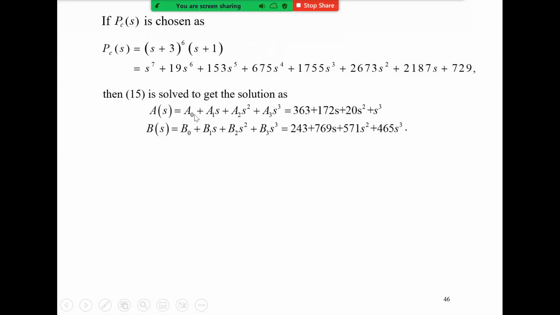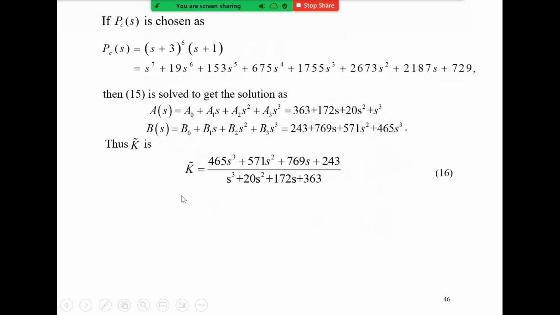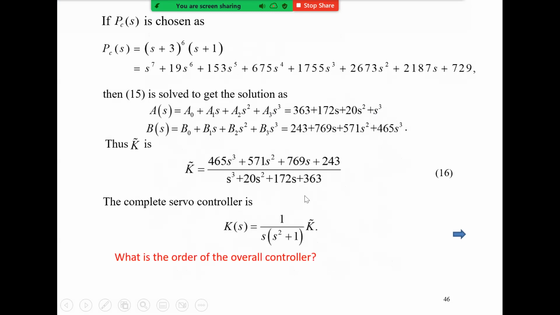Then you solve this equation. Of course, it involves many equations. There are 8 equations, and 8 design parameters. You can solve them. You get A and B. The K tilde will be a third order system, and then for the complete servo controller, you have to add the Q. So finally, what is the order of the overall controller? This is 3, there's another 3. Order will be 6, 3 plus 3.